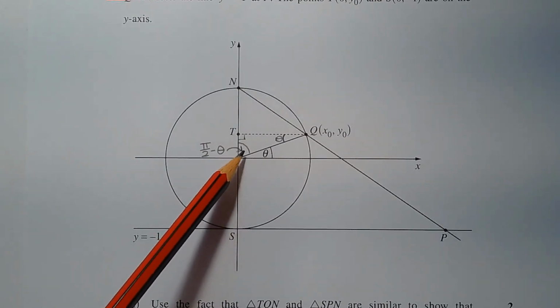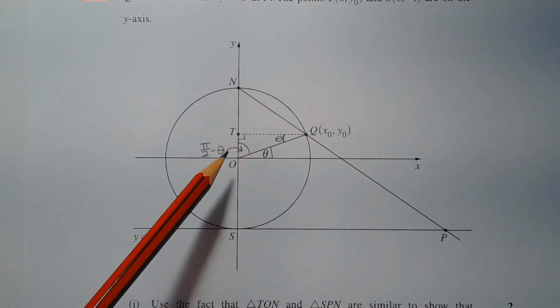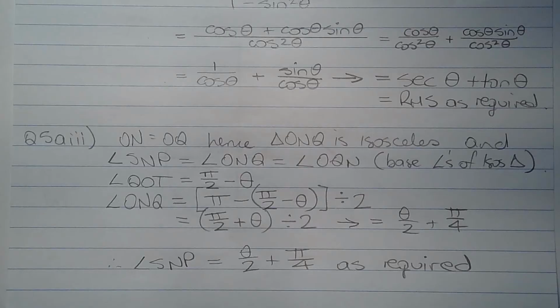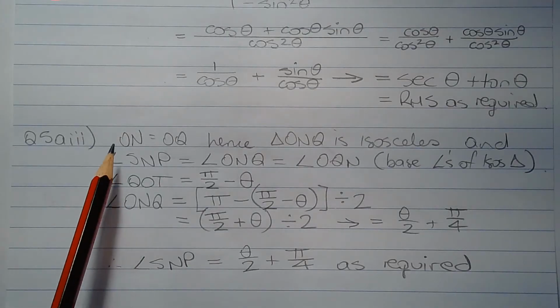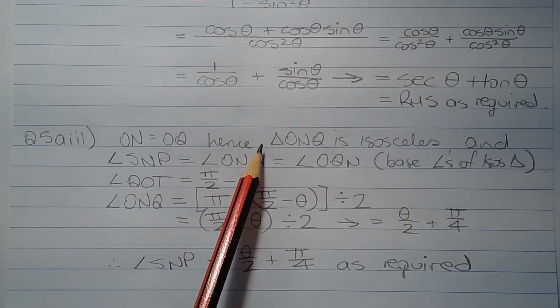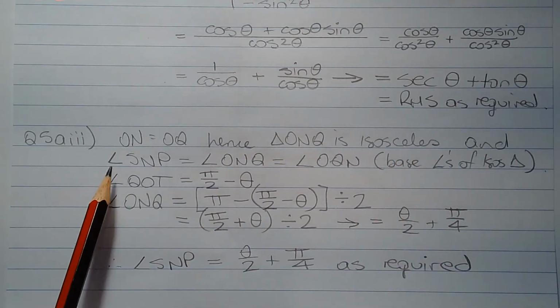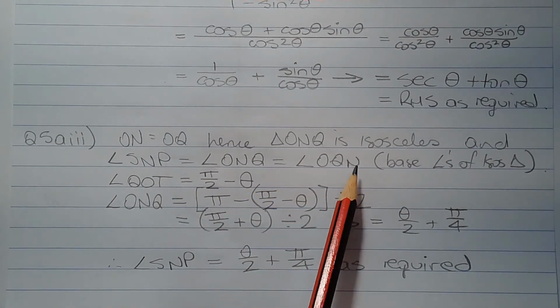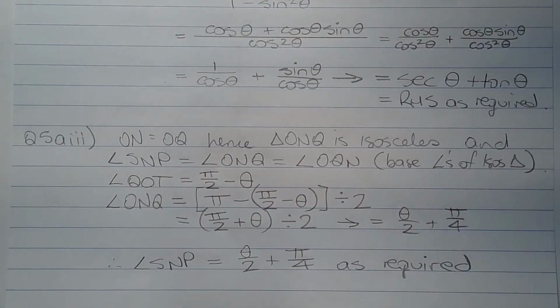And this angle here is complementary with theta. So this angle here, NOQ, is equal to pi over 2 minus theta. Noting this down, ON equals OQ, hence triangle ONQ is isosceles, and angle SNP equals angle ONQ equals angle OQN, which are the base angles of the isosceles triangle.